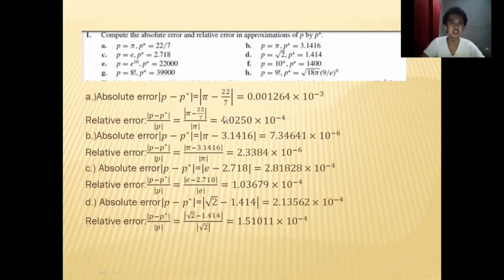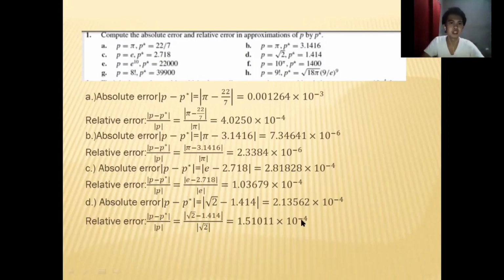And in letter D, it is simple also. So our exact value is square root of 2, then our approximate value is 1.414. So we substitute. Absolute value of square root of 2 minus 1.414 equals, using calculator, 2.13562 times 10 raised to negative 4. And in relative error, absolute value of square root of 2 minus 1.414 over absolute value of square root of 2 equals 1.51011 times 10 raised to negative 4.